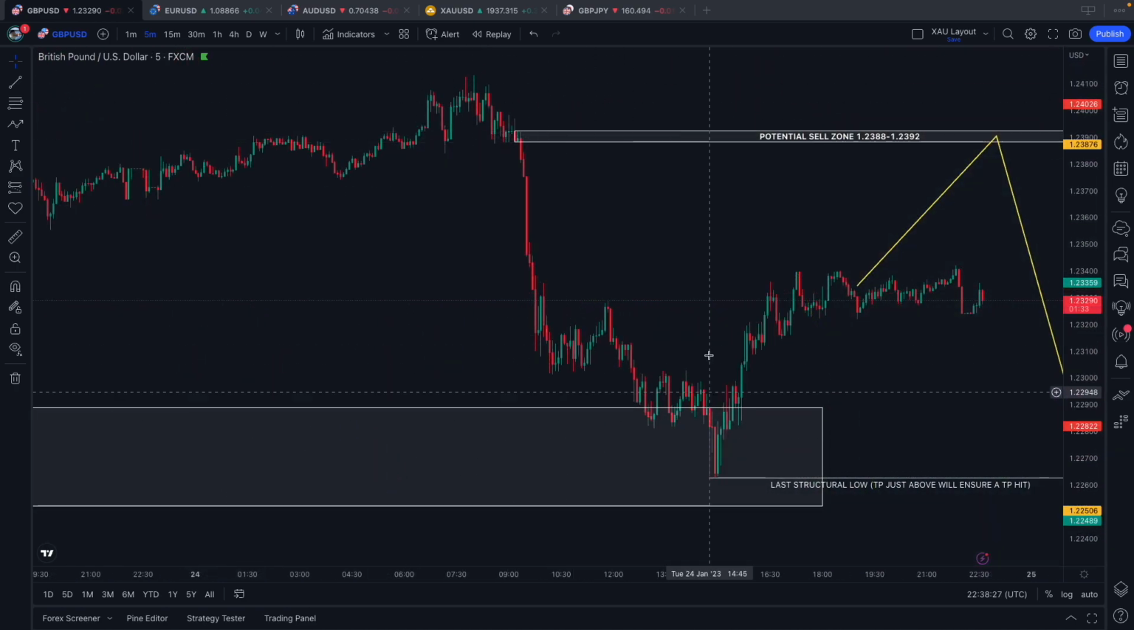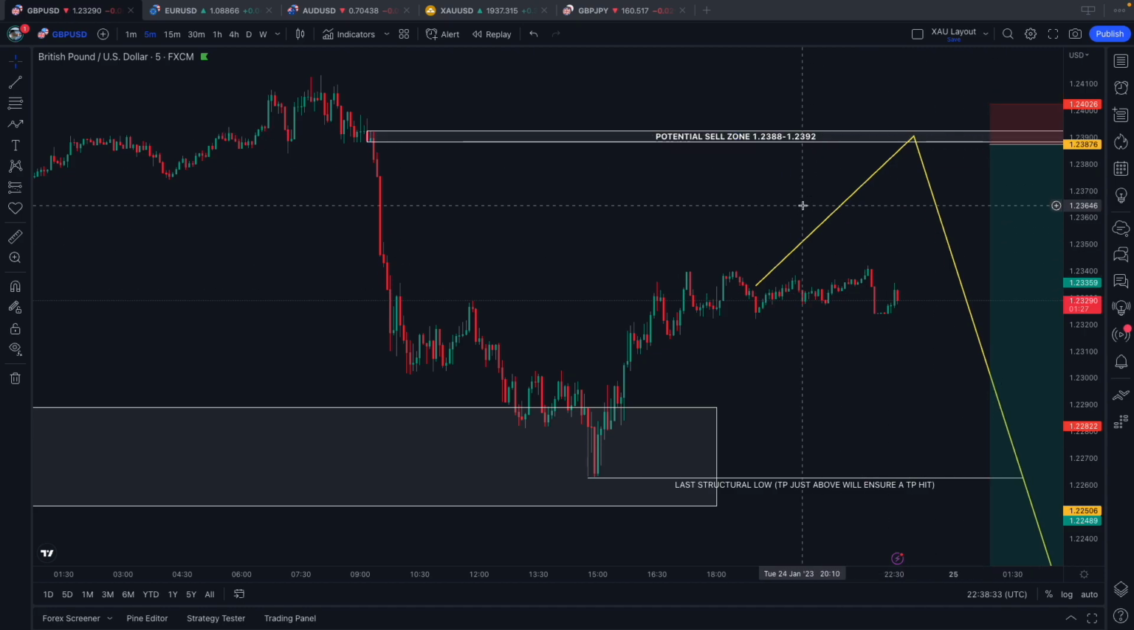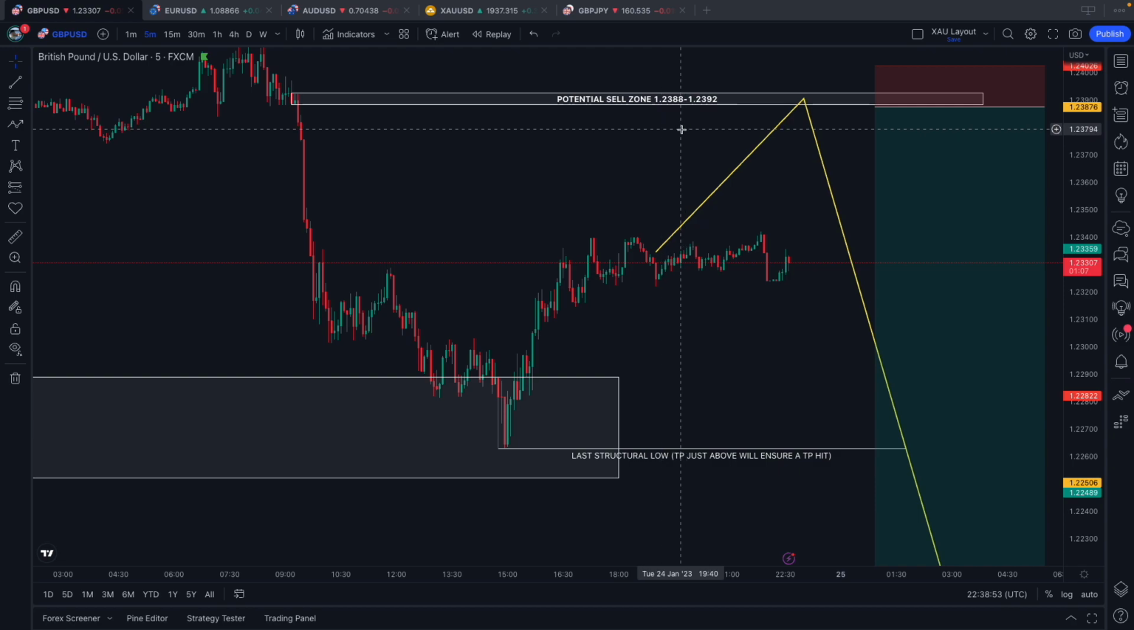But all we did is we looked within the last impulsive wave for any unmitigated areas. We found one, and now we're just waiting for price to trade into it before taking us lower into this market. So what I want you guys to do, I want you to highlight this zone out for yourself now.